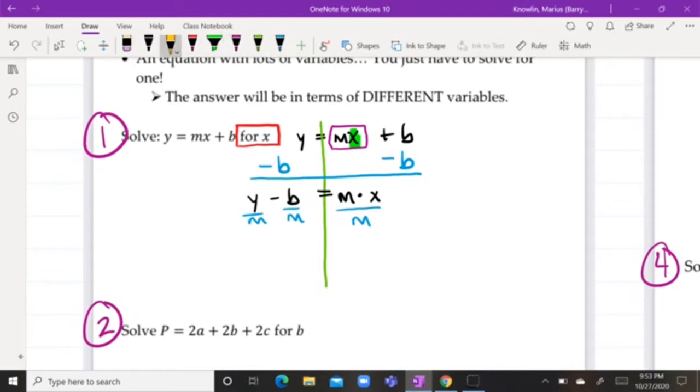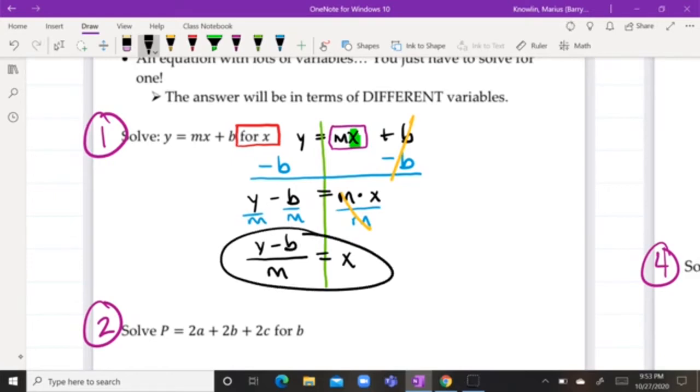And what happens? The m's cancel out. These b's cancel out just like these m's are going to cancel out. And on the right side, we have x. On the left side, if we could divide y by m or b by m, then we would, but since we can't, the common denominator is m, and we're just going to write y minus b. And now we've solved for x. That's it.